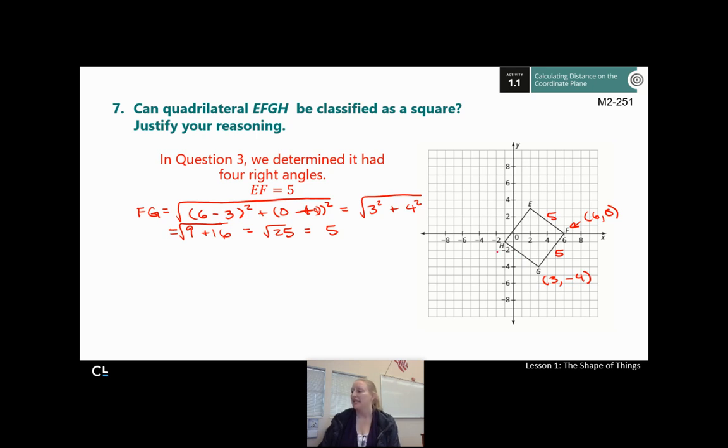Excellent. Let's now find the next side. Let's go ahead and find HG. We already have a coordinate for G. Let me write down the coordinates for H. It looks like we went left 1, and then we went down 1.